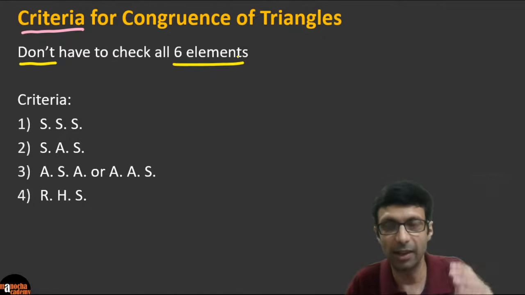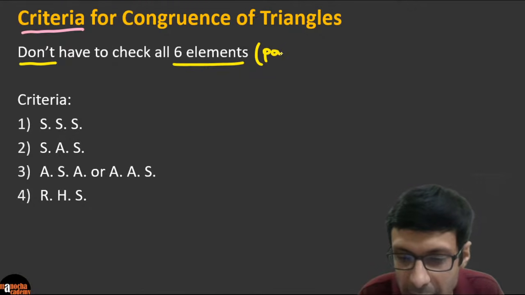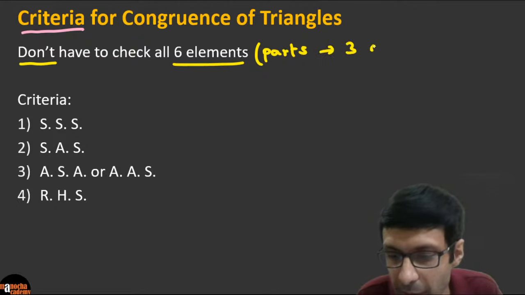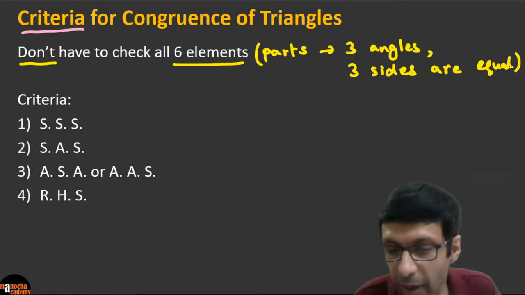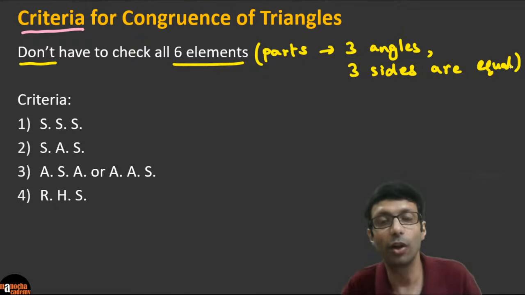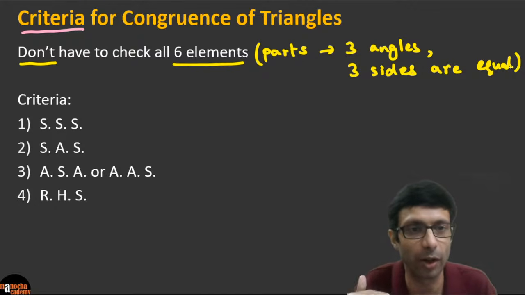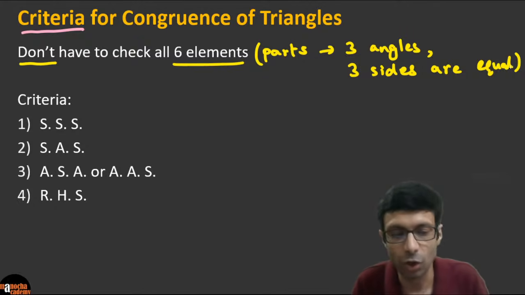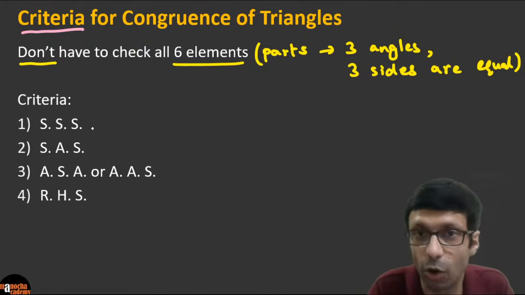Guys, please understand this. When triangles are congruent, all the 6 parts, which means all the 3 angles and all the 3 sides, are equal. But we don't need to check everything. We just need to check 3 things. Please note, you cannot check any 3 things. There are very important criteria or conditions. Minimum 3 is enough. The first option is you can check all the 3 sides.